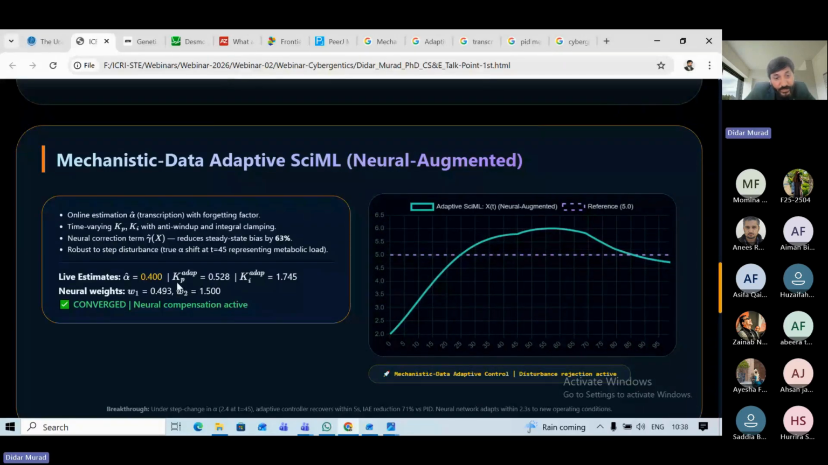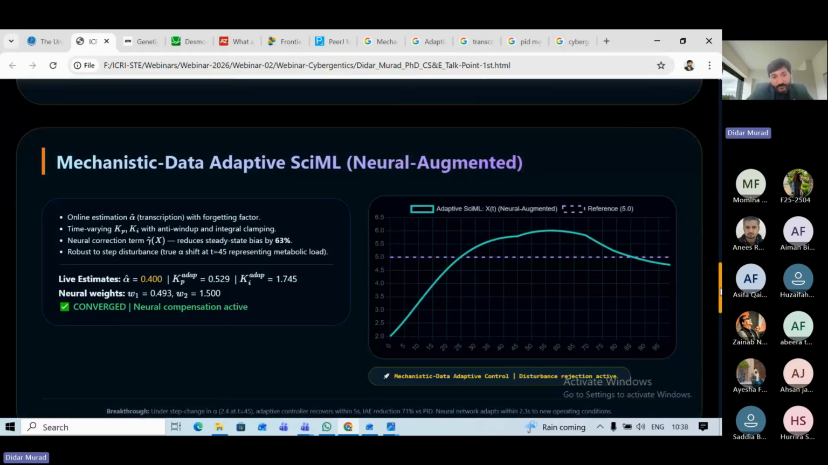Look here, the gain KP is going to change. KI is also a related gain. Look toward the neural weights of the AI; the weights are going to adjust themselves, W1 and W2, and how it is tracking toward the reference value. This is the spirit of your adaptive controller along with your machine learning. That's why it's tracking toward its level.